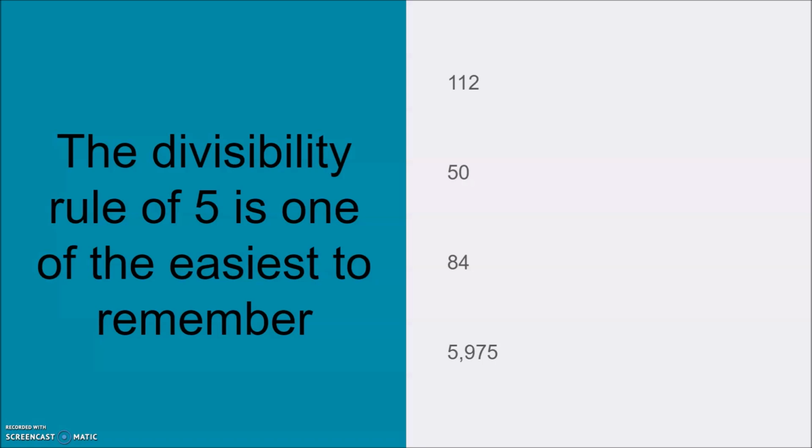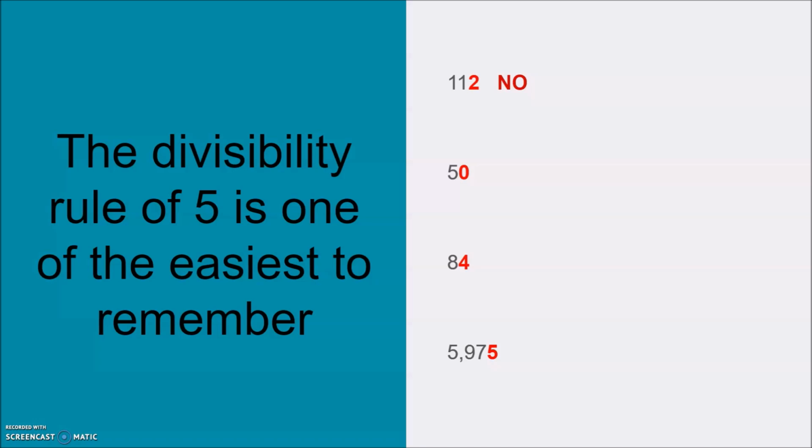Now, the divisibility rule for 5, like I said, is one of the easiest to remember. And remember, if something's divisible by something, that means you can divide it by that number and there will be no leftovers. So look at 112. Does 112 end in a 5 or a 0? Well, let's highlight the last numbers and let's see. Man, 112 ends in a 2. That's not a 5 or a 0. So that means 112 is not divisible by 5. You cannot put 5 into it evenly.